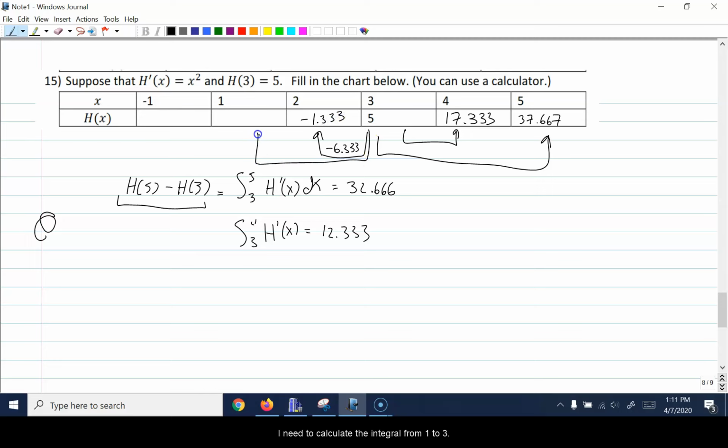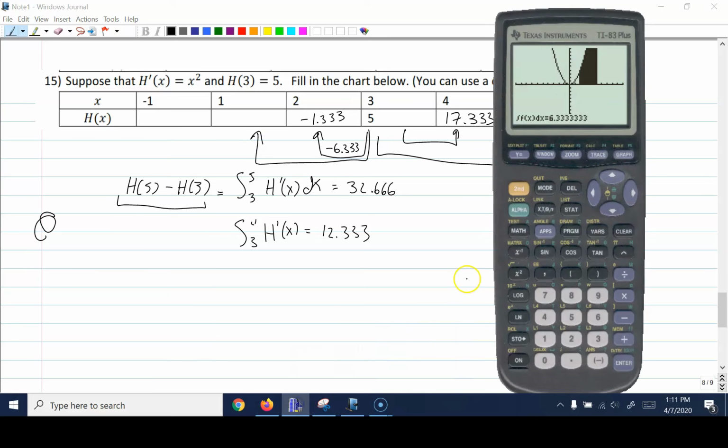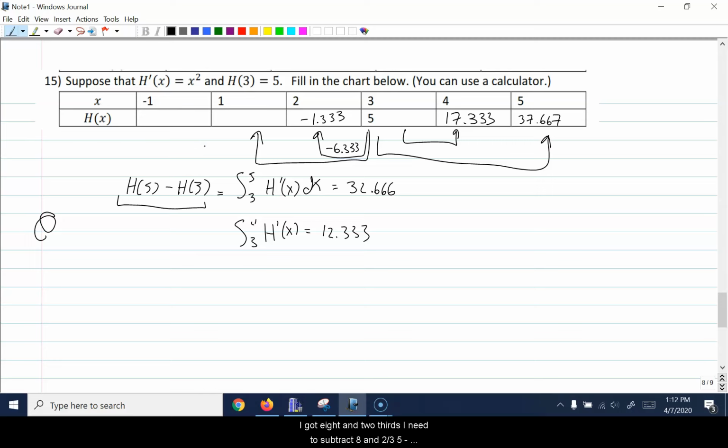I need to calculate the integral from 1 to 3. I get 8 2/3. I need to subtract 8 2/3. 5 minus 8 2/3 is negative 3 2/3.